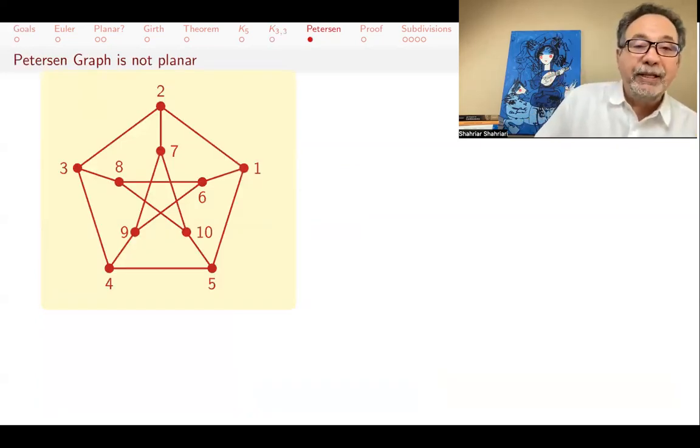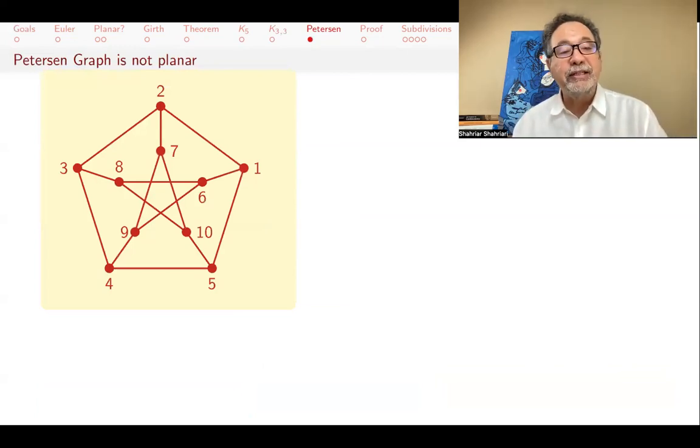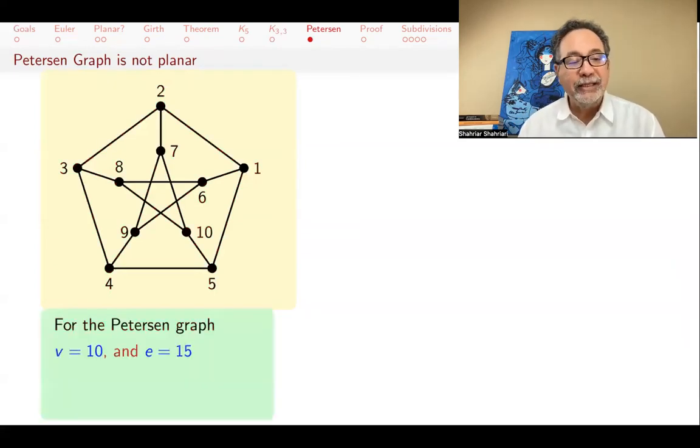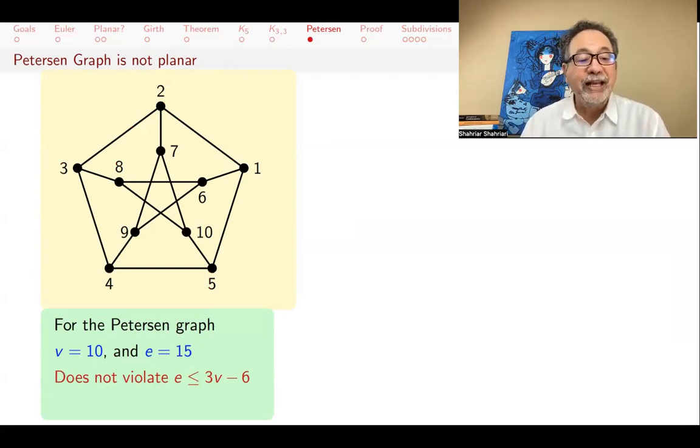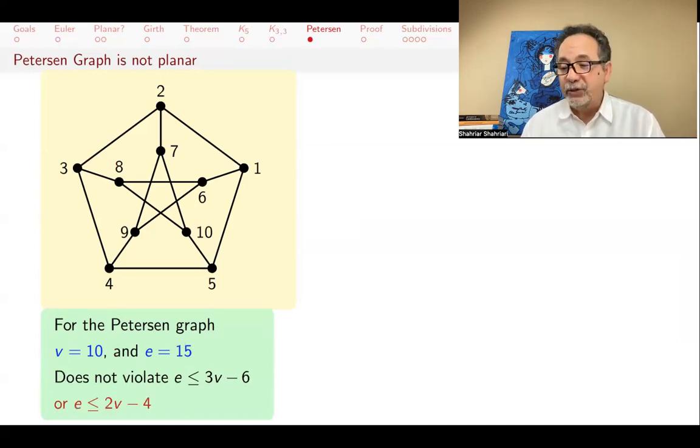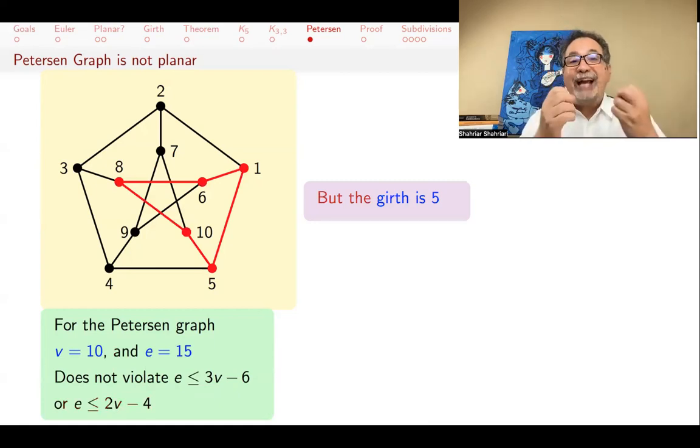You might try the Petersen graph, and you might convince yourself that it's not planar. But again, how do we know that you just didn't miss some very clever way of doing it? So in this case, the number of vertices is 10, and there are 15 edges. This does not violate E less than or equal to 3v minus 6. 3v minus 6 will be 24, and 15 is less than or equal to that. It also doesn't violate 2v minus 4. 2v minus 4 is 16, and 15 is less than or equal to 16. So we can't use either one of those. But the girth is 5, so we can use the actual theorem.